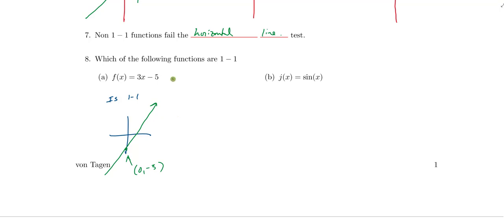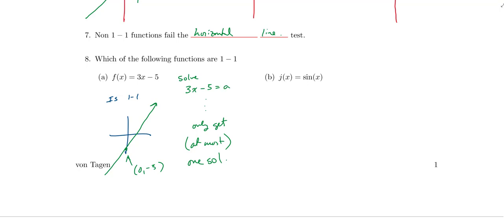Put another way, if I were to say solve 3x minus 5 equals a for some number a, you will only get at most one solution to that, meaning there aren't two different values of x that will output the same number a for this. That's what it means to be a one-to-one function.